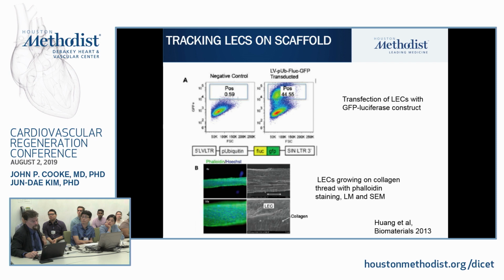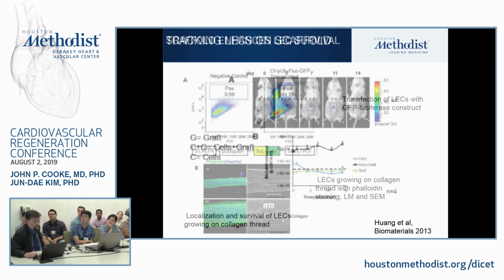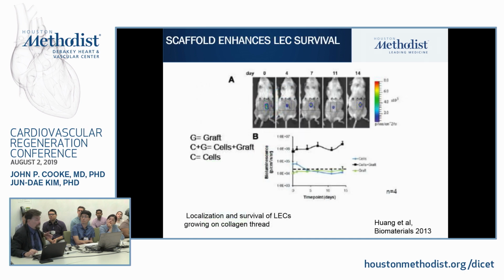And then we did some studies where we transfected them with luciferase so that we could study them in vivo. And this is just the pictures of the fibers after we had transfected them with GFP luciferase construct. We put them into animals. By luciferase bioluminescence, we could show that the cells survived much better when they were grown on the graft, and then the graft was implanted in the animal, as opposed to just putting the cells in by themselves. They survived much better in these immunodeficient animals. These are human lymphatic endothelial cells growing on a fiber in immunodeficient animals.